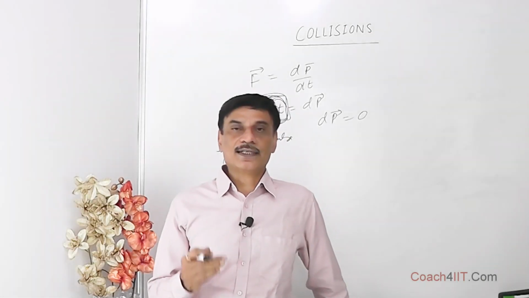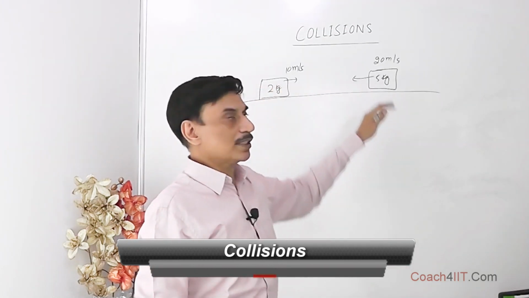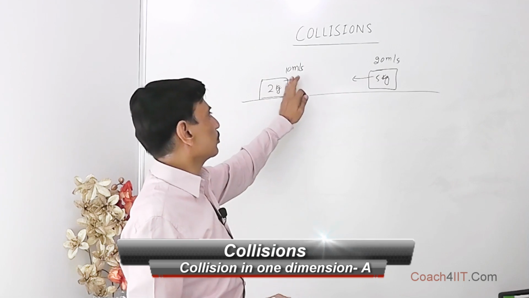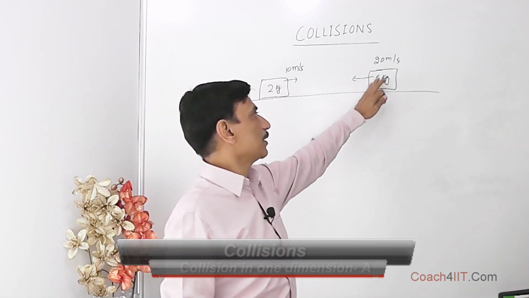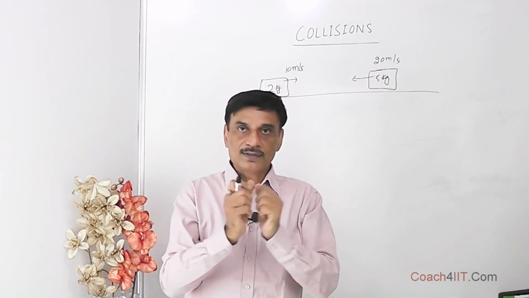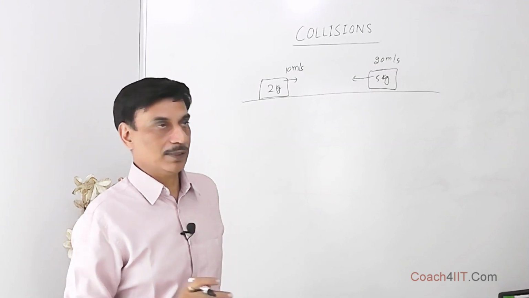How do we apply conservation of linear momentum through examples? Let's say there are two bodies which are coming like this on a purely horizontal frictionless surface. This body is going this way at 10 meters per second, and this body of mass 5 kg is moving at 20 meters per second. Both the bodies collide, stick together and move with a common velocity. What is that velocity that we have to find out?